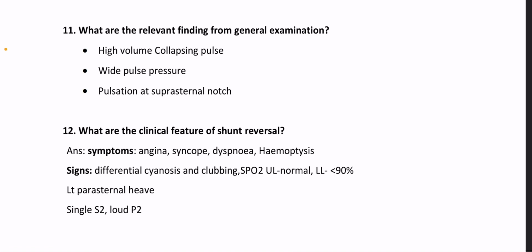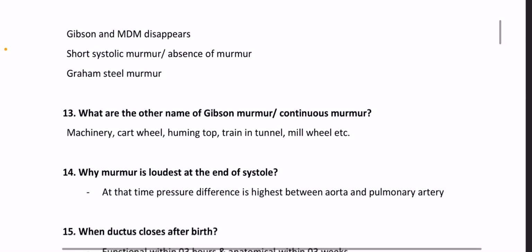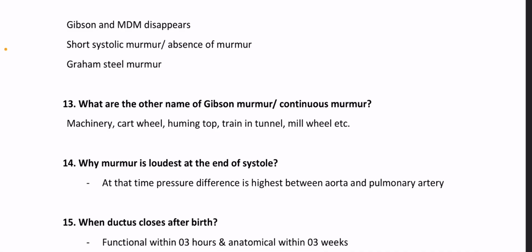What are the clinical features of shunt reversal? Symptoms: angina, syncope, dyspnea, hemoptysis. Signs: differential cyanosis and clubbing. SpO2 upper limb normal, lower limb less than 90%. Left parasternal heave, single S2, loud P2. Gibson murmur and MDM disappear. Short systolic murmur, absence of murmur, Graham Steell murmur.